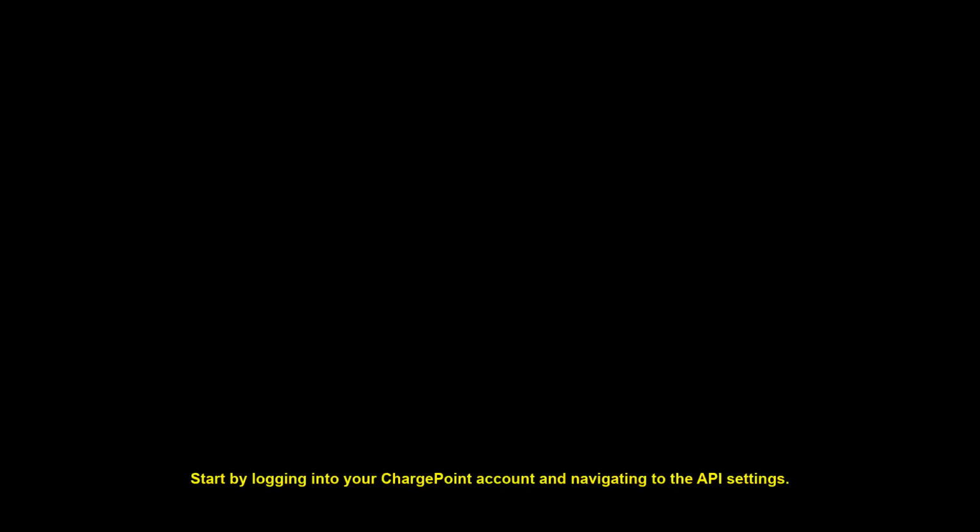Start by logging into your ChargePoint account and navigating to the API settings. Locate the API key section and generate a new API key if you haven't done so already. Copy your API key and store it securely, as you will need it later.